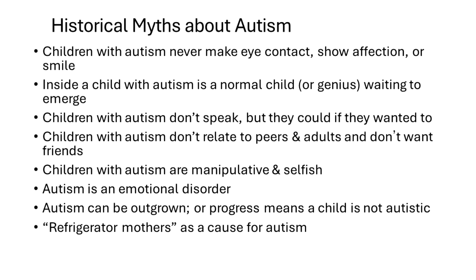Inside a child with autism is a normal child, a genius, waiting to emerge. This is a particularly challenging one for parents. When they realize at a certain point that their child is neuroatypical, neurodiverse, how do they respond to that? Do they come to a point where they accept that, or do they still cling to the idea that there is a neurotypical or normal child that may at some point emerge?